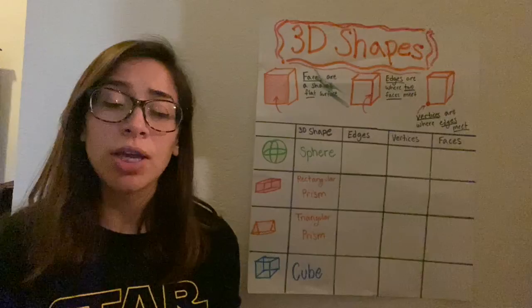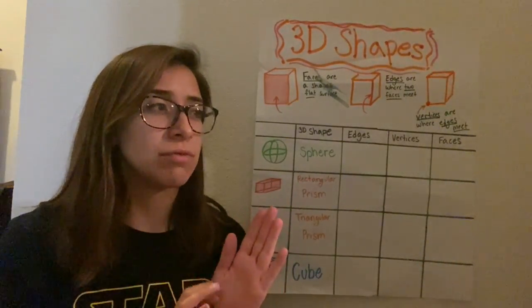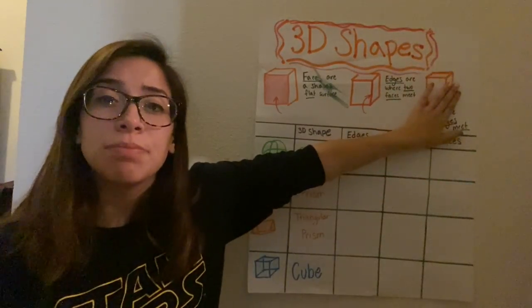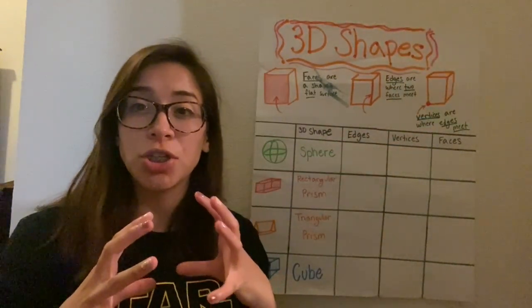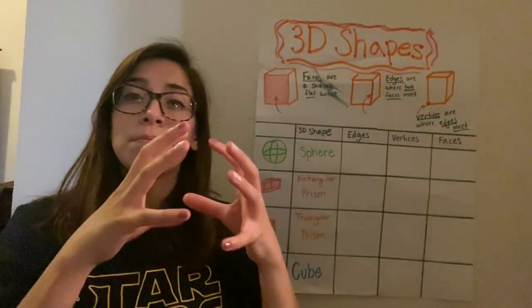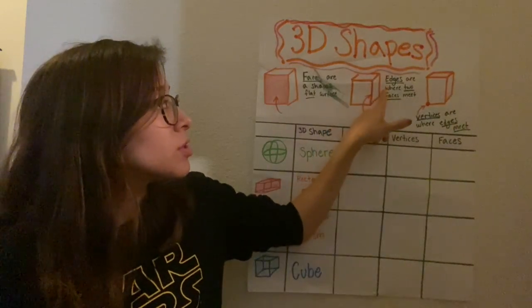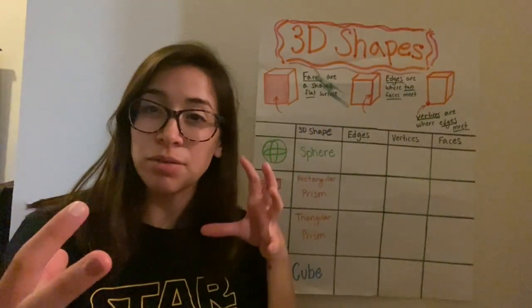Well, a 2D shape is flat and it takes up no space, right? You can draw it on a piece of paper or a piece of notebook paper. It doesn't take up any space. Now a 3D shape takes up space. So it's a lot like a 2D shape, but it takes up space. You might see some 2D shapes on the 3D shape.